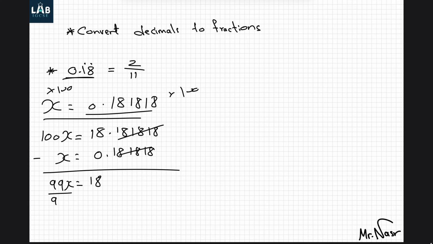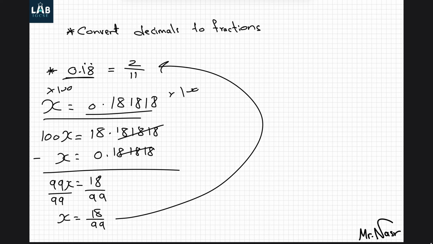So we're going to divide both sides by 99. x will equal 18 over 99, but we need to simplify it. So we're going to divide this by 9 and this by 9. It will then be 2 over 11. Here we go.